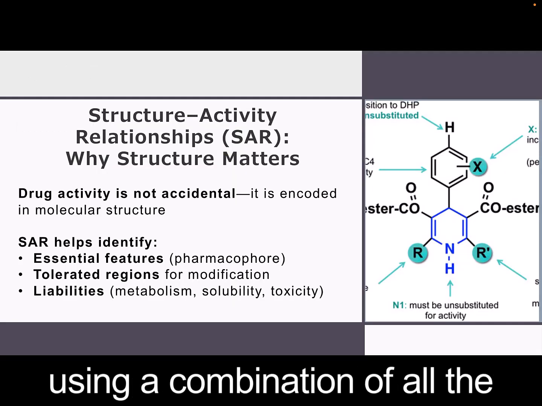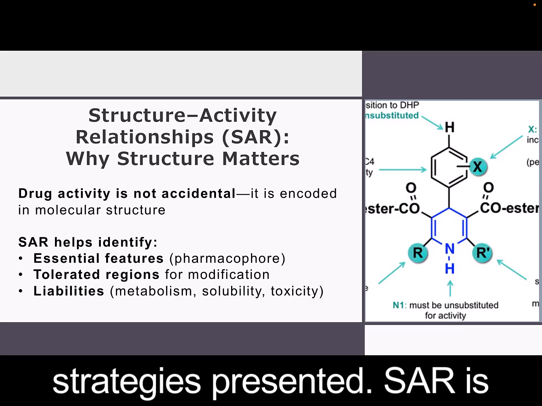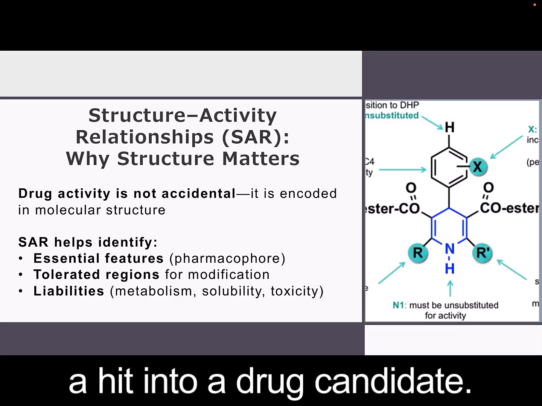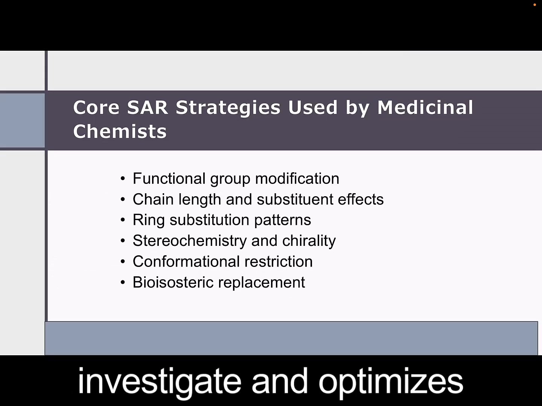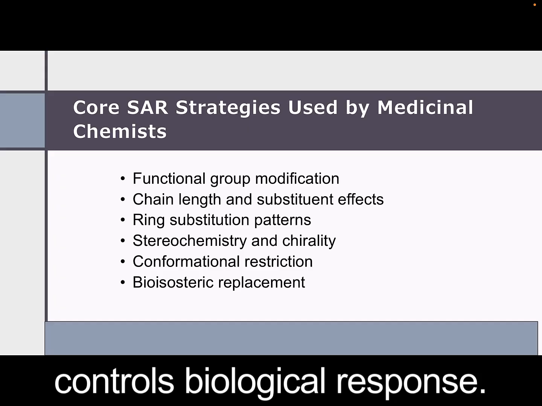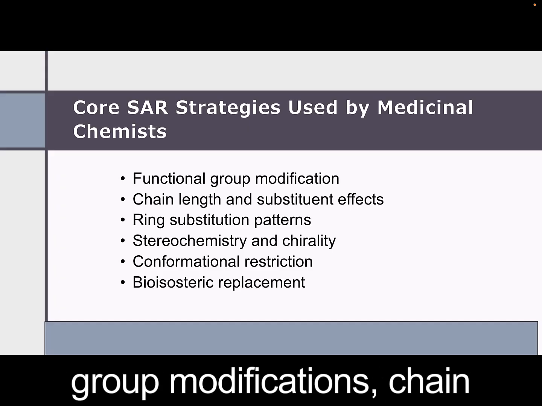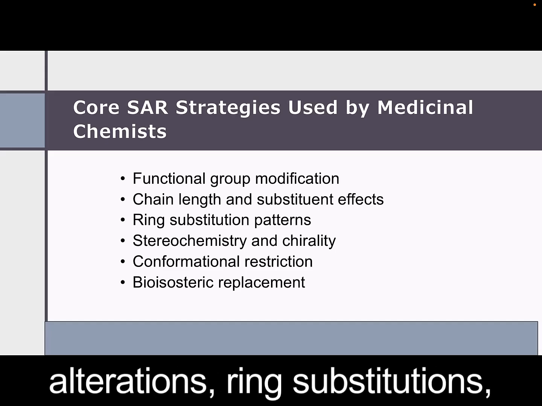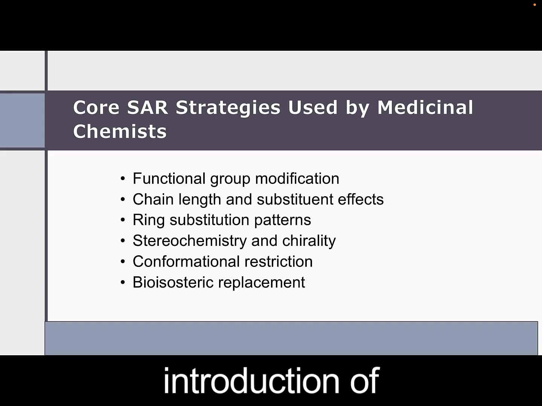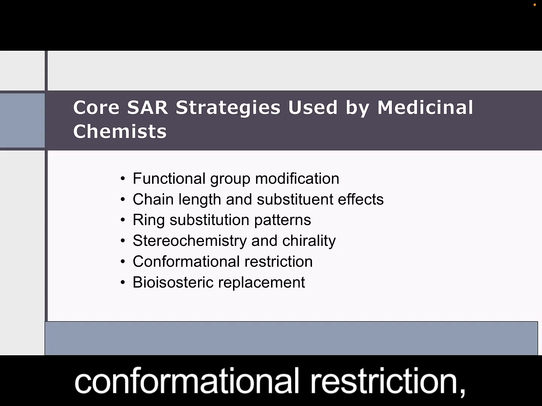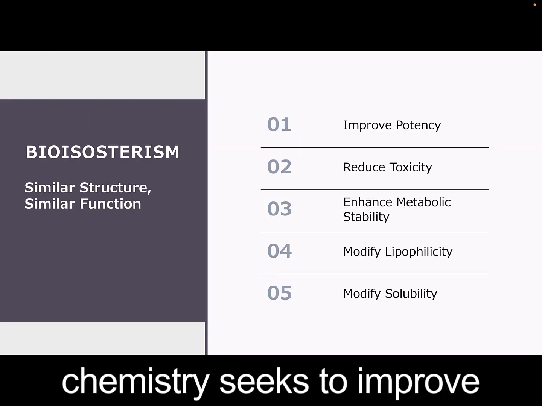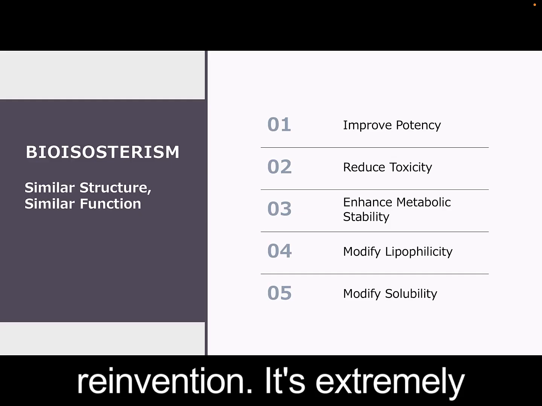Overall, by using a combination of all the strategies presented, SAR is how medicinal chemists turn a hit into a drug candidate. We've explored how SAR investigates and optimizes chemical structure that controls biological response. These include functional group modifications, chain length and substituent alterations, ring substitutions, stereochemical modifications, the introduction of conformational restriction, and bioisosteric replacements. Medicinal chemistry seeks to improve drugs by substitution, not reinvention.